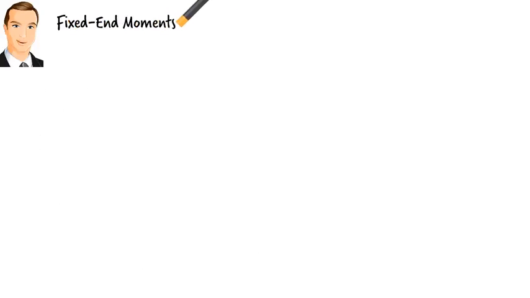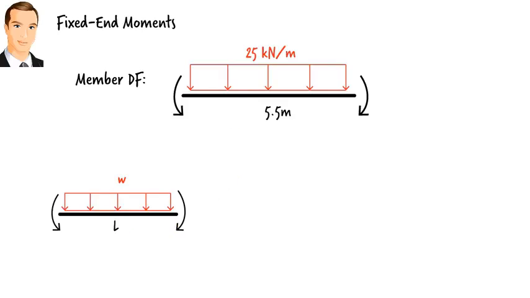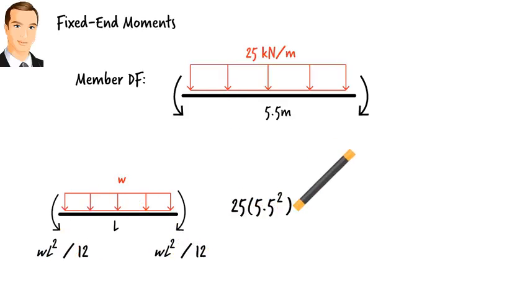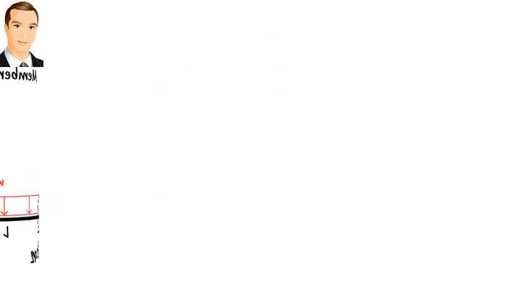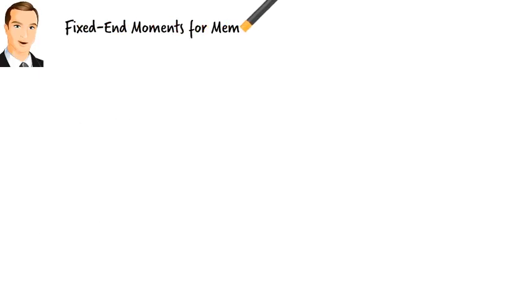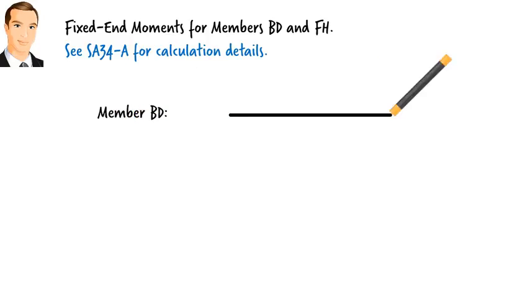Now, let's calculate the fixed end moments. For member DF, since it is subjected to a uniformly distributed load, we get... For members DB and FH, the calculation is a bit more involved since the load is trapezoidal. You can see the calculation details in video SA34-A. Here are the results.